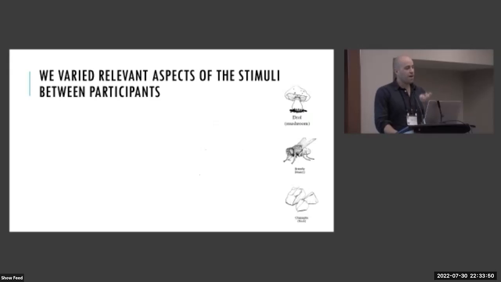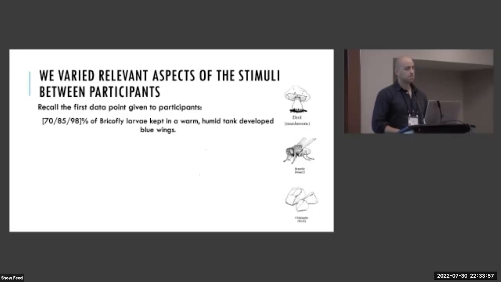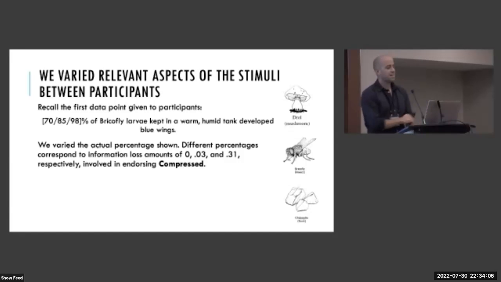So we varied relevant aspects of the stimuli. These are our sort of between participants manipulations. Recall this first data point given to participants. Either 70, 85, or 98% of brickafly larvae kept in a warm, humid tank develop blue wings. We picked one of these numbers for each participant. And depending on this number, you get an information loss amount on our measure of either zero information loss. This is the 70% case, right? Because then we're saying whether it's a warm, humid tank or warm, dry tank doesn't make a difference. So there's no information loss in going to this more compressed causal model.